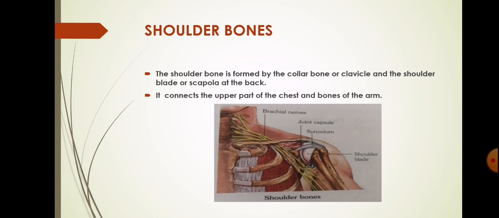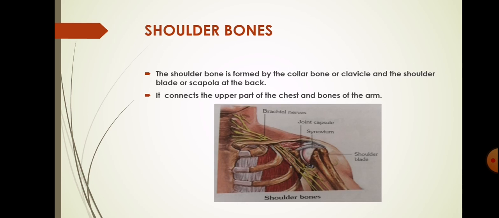If you move your hands back, there will be a small hump-like structure on your backbone upper side, and that is nothing but the shoulder bone. That is called the shoulder bone.